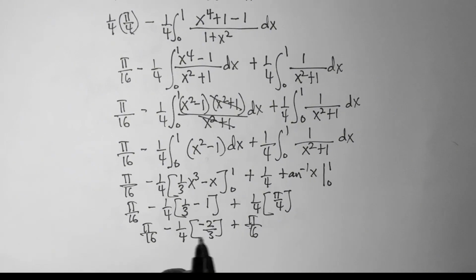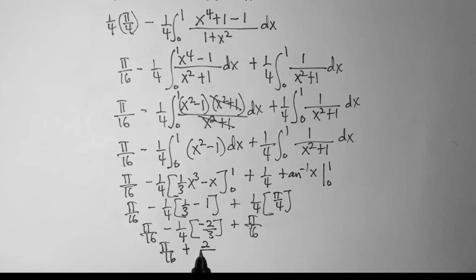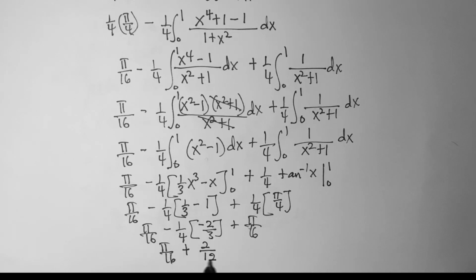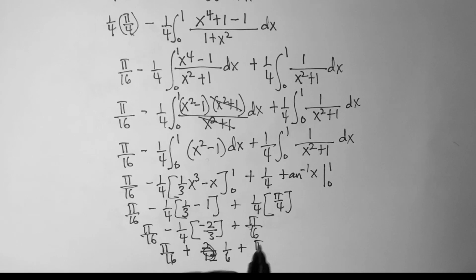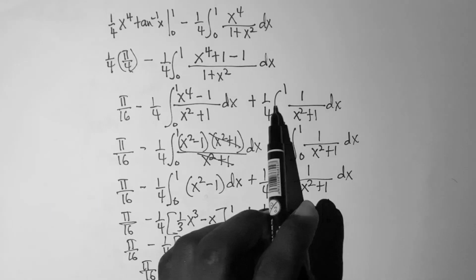So this becomes pi over 16, then plus 2 over 12, 1 over 6, then plus pi over 16. Sorry, I made a mistake here.